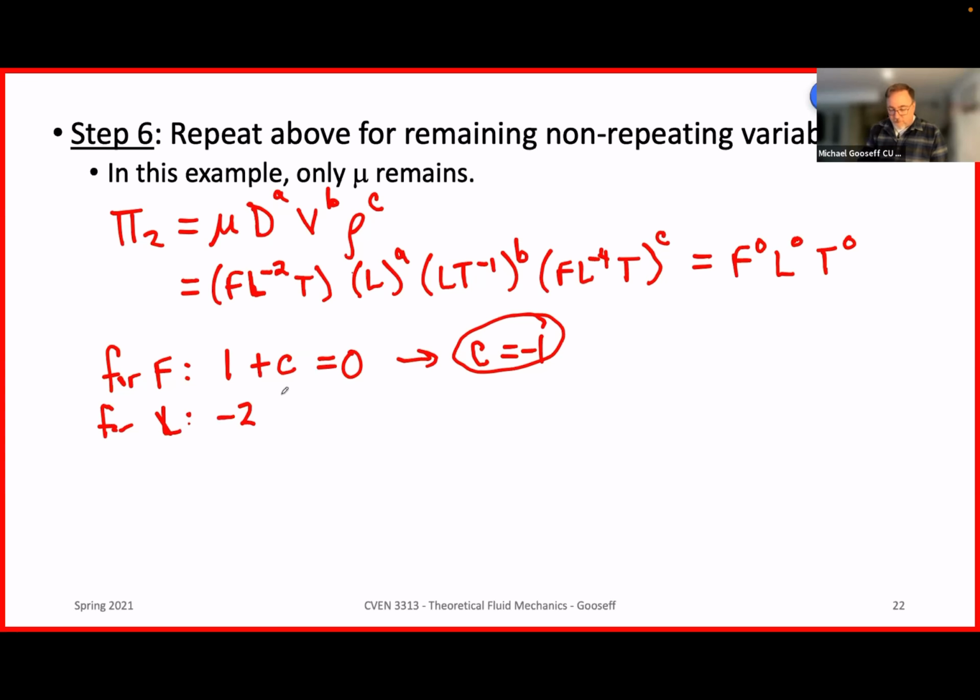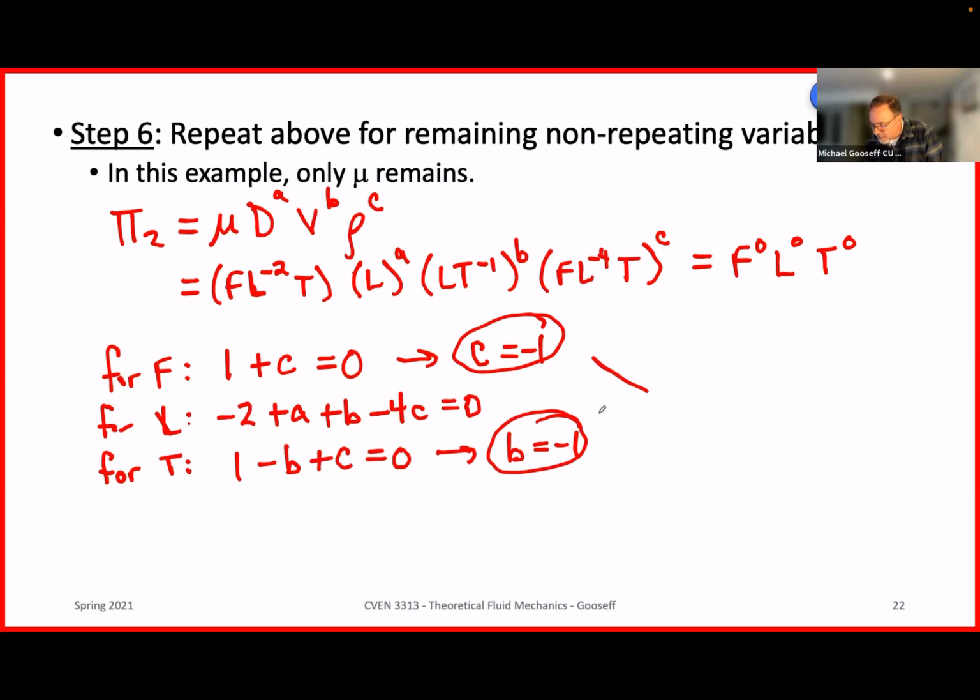Now if we go to T, we get 1 from mu. We have nothing in A. In the B group here, we have a minus B, and then we have a plus C, and we know that has to equal 0. And again, because C is a minus 1, we can solve for B also being equal to a minus 1. And then together, these tell us that A also works out to be a minus 1.